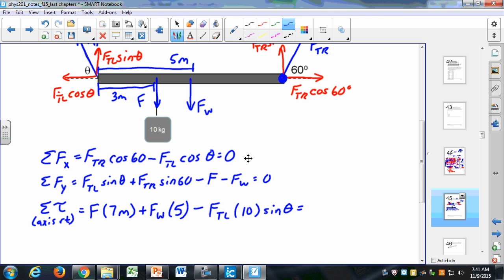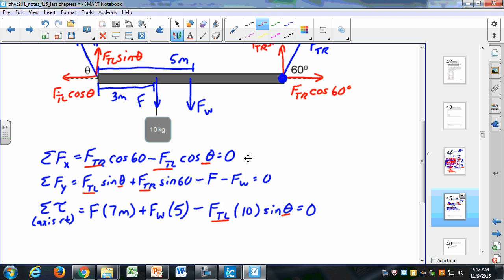And that's equal to 0. So that's my sum of the torques on the right side. I'm going to go back and circle all those things that are unknown at this point. So my theta is unknown, FTL, FTR, and then I have FTL and theta right here.